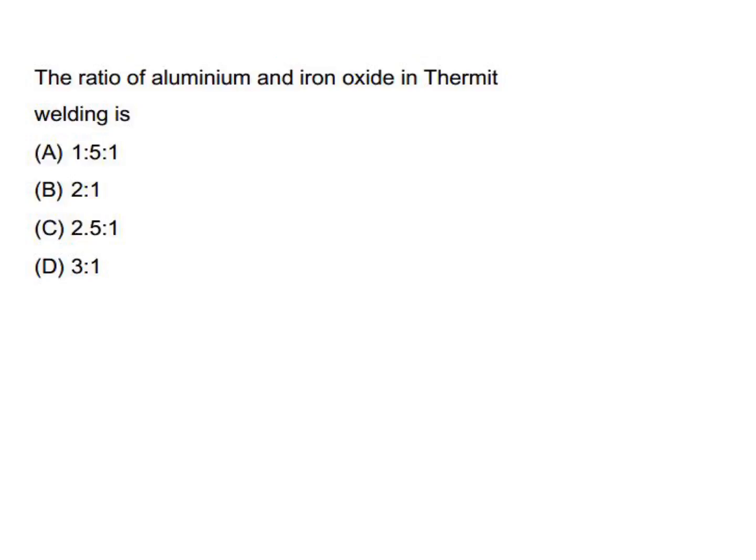The ratio of aluminium and iron oxide in thermite welding is... Thermite welding we are using for railway track repairing. Thermite is a mixture of aluminium powder and iron oxide. So we are taking in the ratio of aluminium 3 to 1. Its temperature is around 1300 degrees Celsius. It's a fusion welding process. So answer is D.